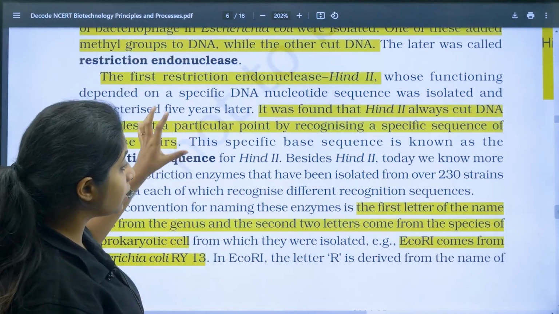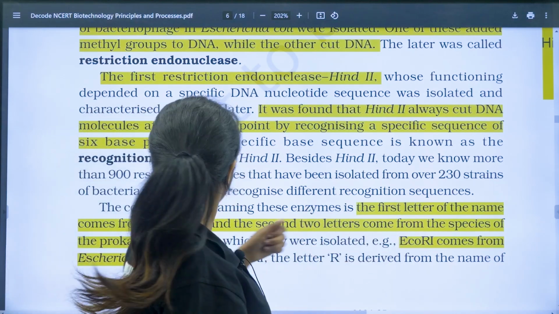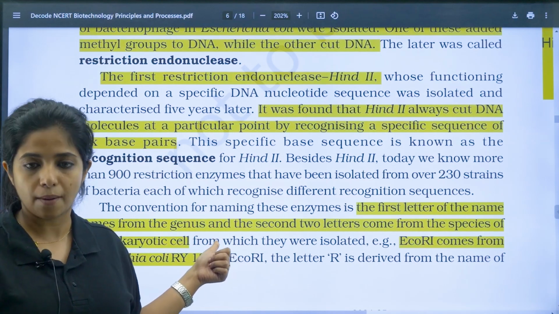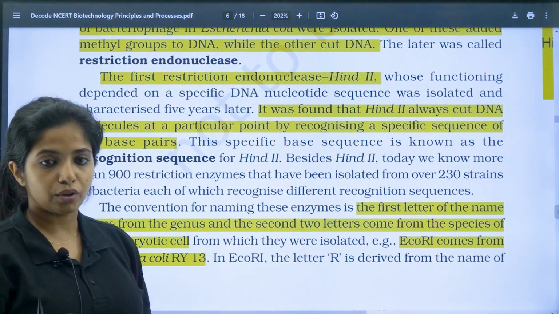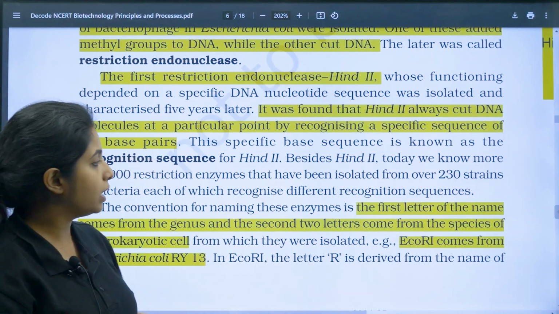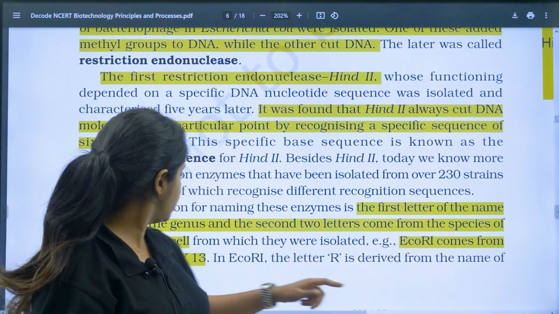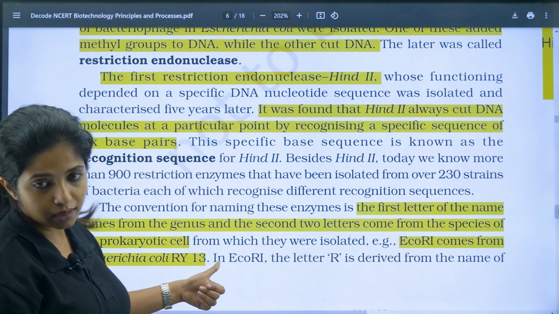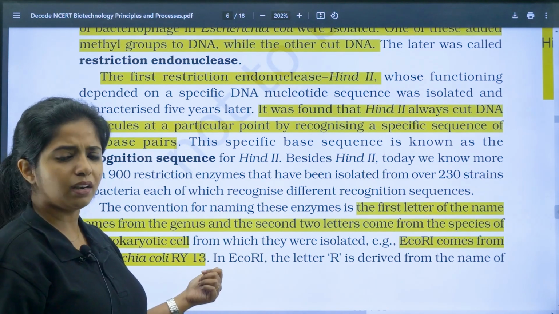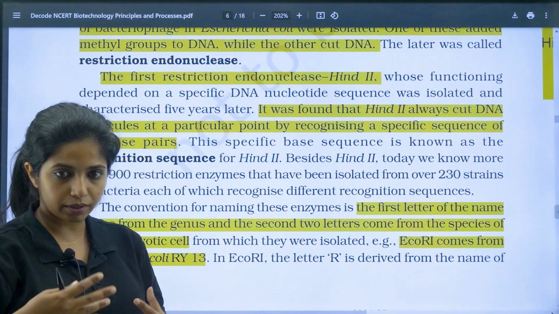Now, how do you name it? For example, HindII or EcoRI. The first letter of the name comes from the genus. In EcoRI, E stands for Escherichia, and the second two letters, co, come from coli, the species of the prokaryotic cell from which they were isolated. Now, EcoRI comes from Escherichia coli RY13. R comes from the strain, and the number 1, 2, 3 is the order in which they were discovered.